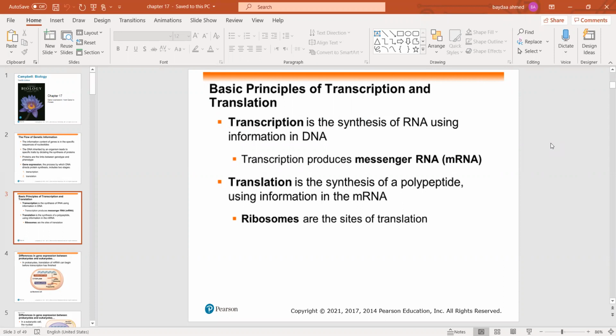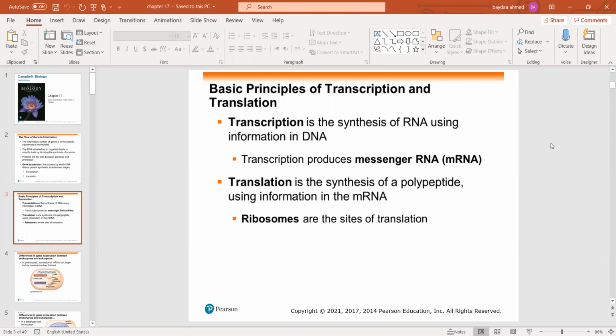Transcription is the synthesis or production of RNA using information in DNA. The two nucleic acids are written in different forms of the same language, and the information is simply transcribed, or written, from DNA to RNA. This type of RNA molecule is called messenger RNA because it carries a genetic message from the DNA to the protein synthesizing machinery of the cell.